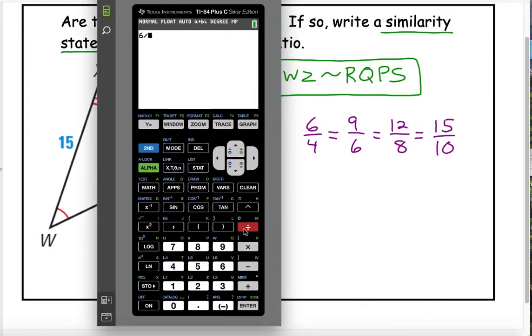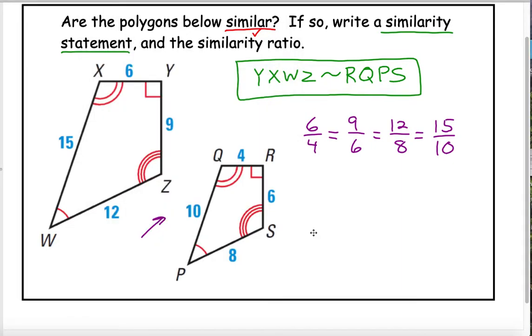So if I do 6 divided by 4, I get 1.5. 9 divided by 6, 1.5. 12 divided by 8, 1.5. And 15 divided by 10 obviously is 1.5. So because all these ratios are equal, then I know the polygons are definitely similar. So I actually do have to check that. Just checking the angles is not enough, as you'll see in a later example.